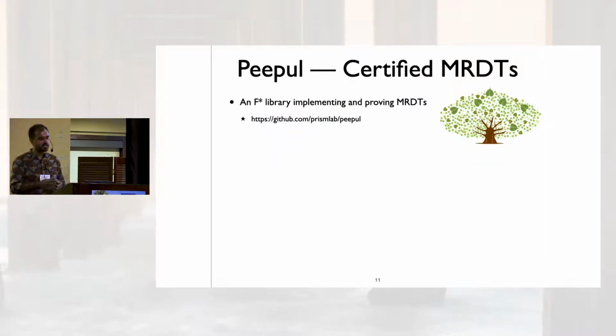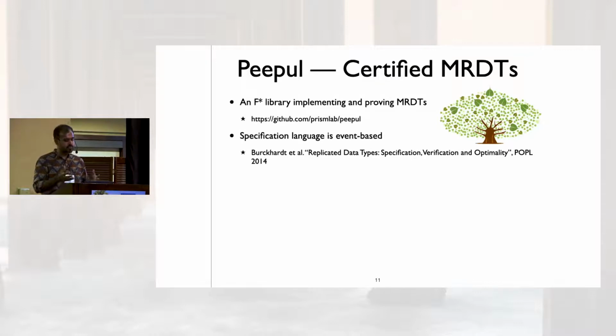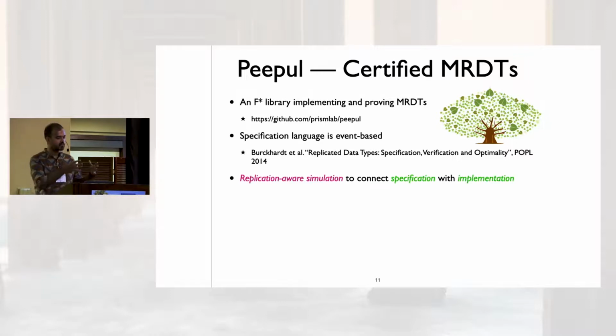Our work is called Peepul. It's a framework for building certified MRDTs. Peepul is implemented as an F-star library. F-star is a proof-oriented, solver-aided programming language. Our specification language is event-based, and it's based on the work that was introduced in POPL 2014 called replicated data types. What we do is take the replication-aware simulation relation that was introduced in that work and extend it to MRDTs in order to connect the specification and the implementation.